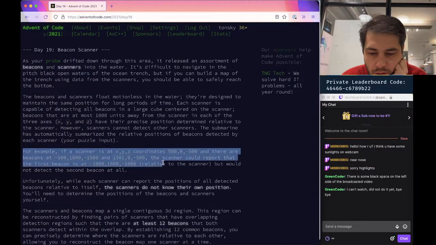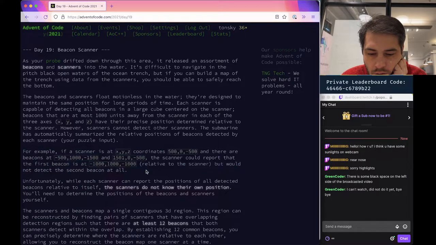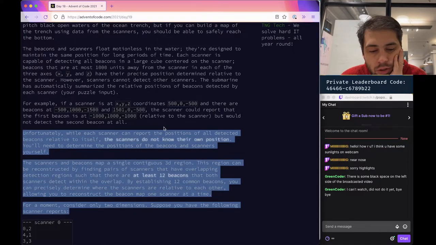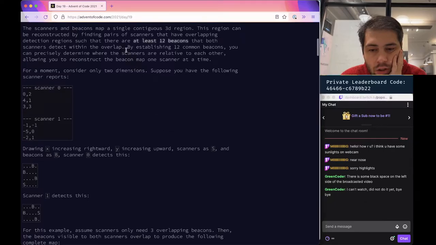For example, this scanner is at coordinates blah blah blah, and there are beacons. The scanner could report the first beacon as attributed to the scanner but would not detect the second beacon at all. Unfortunately, while each scanner can report the positions of all detected beacons relative to itself, the scanners do not know their own position. You will need to determine the positions of the beacons and scanners yourself. The scanners and beacons map in a single contiguous 3D region.